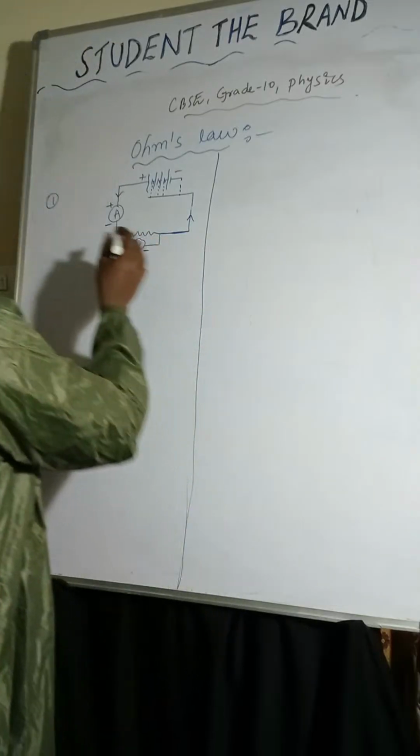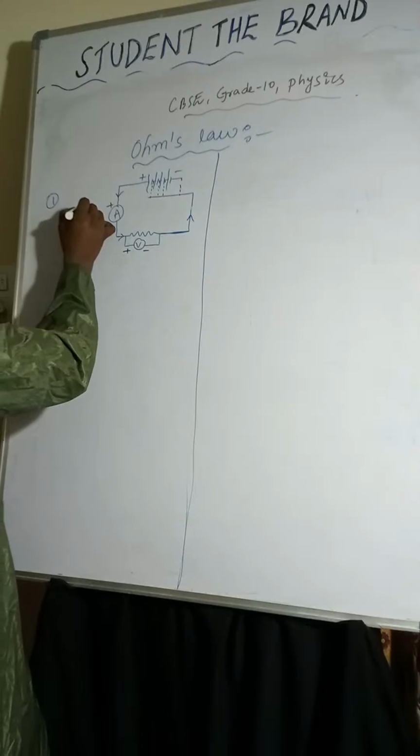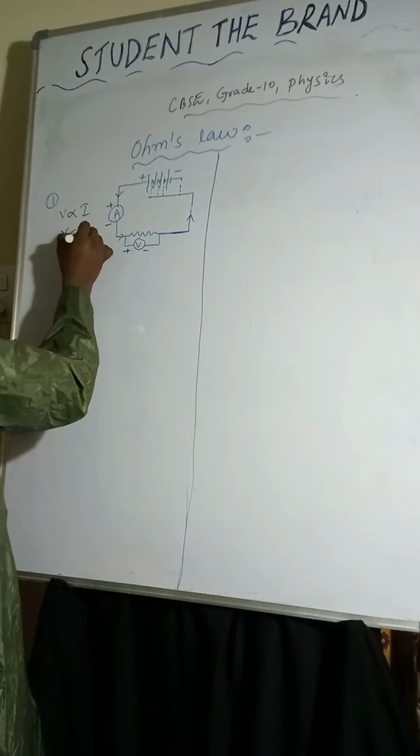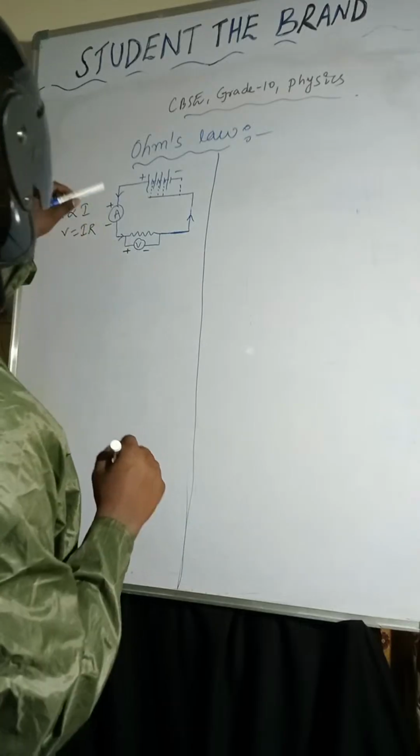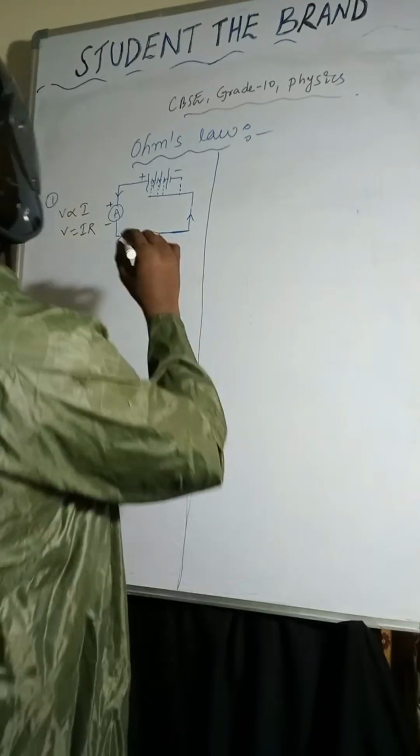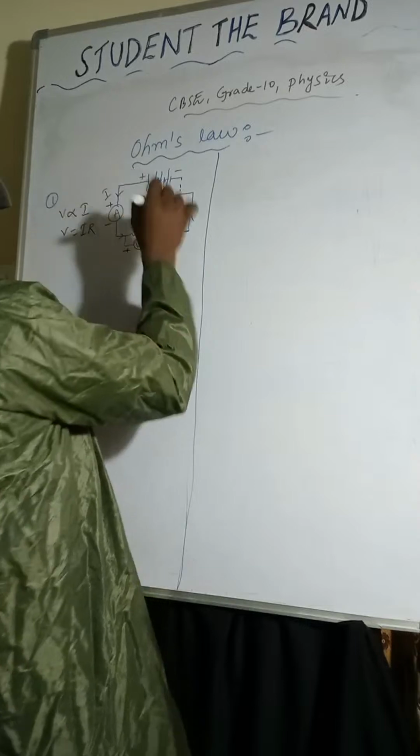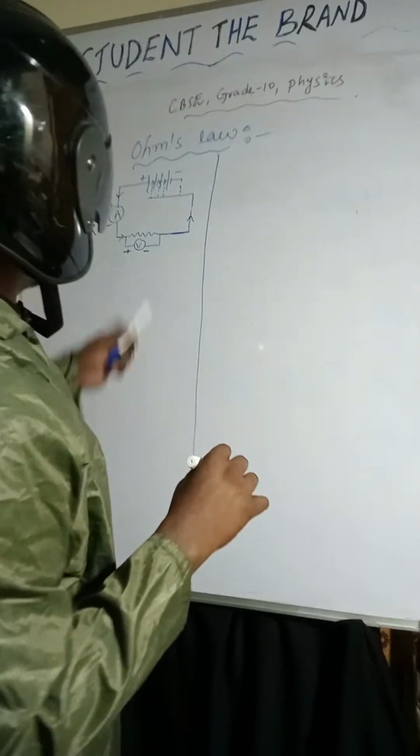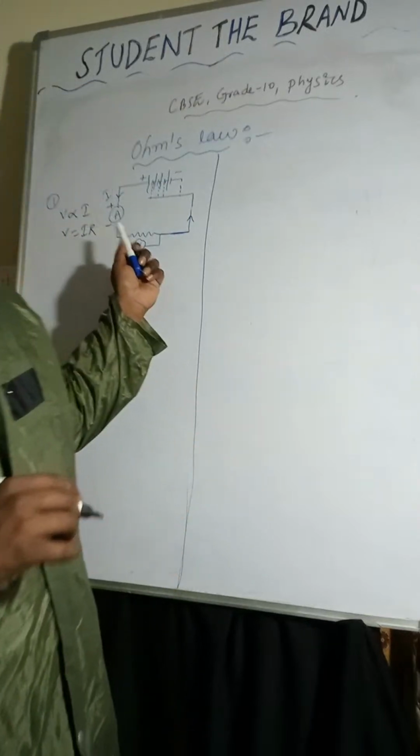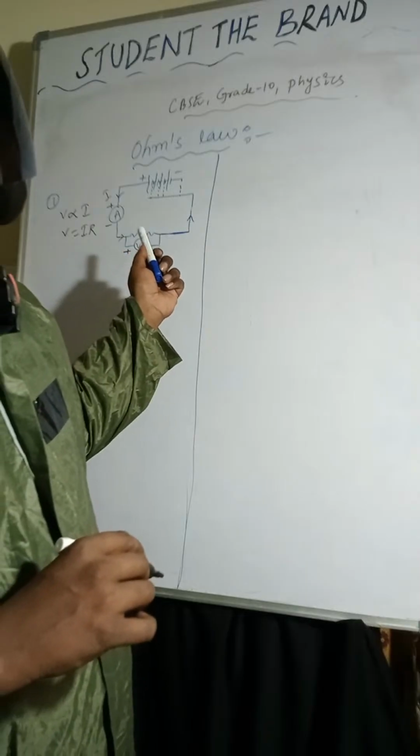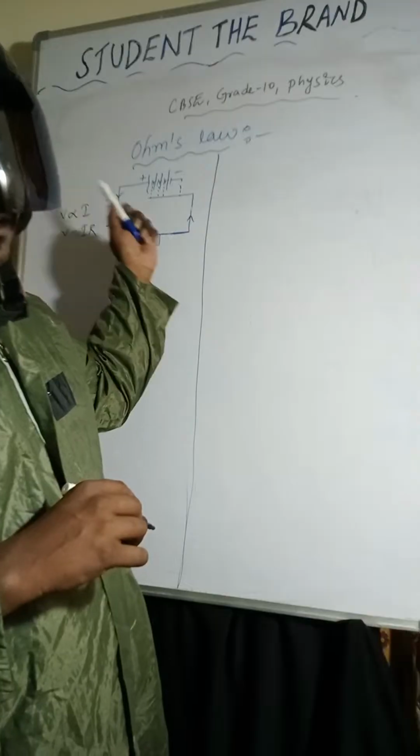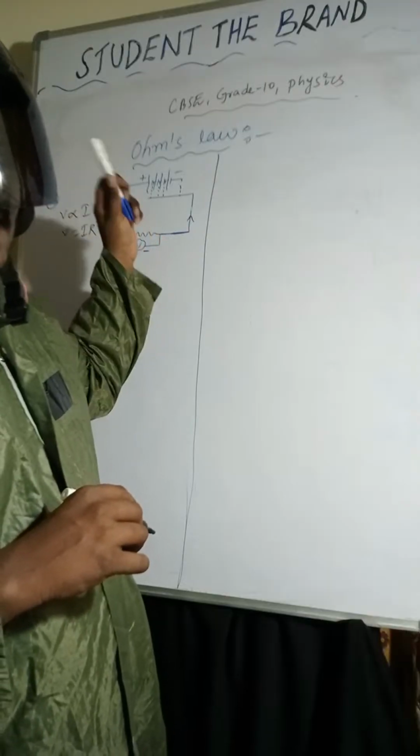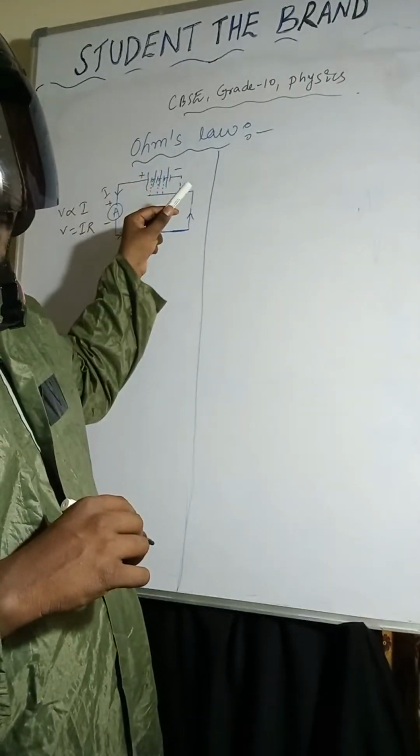So V is directly proportional to I. V equals IR. What is V? Potential difference. What is I? Current. So the potential difference across a resistor is directly proportional to the current flowing through it.